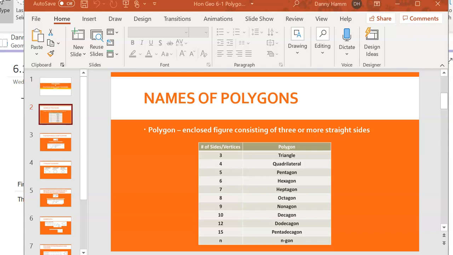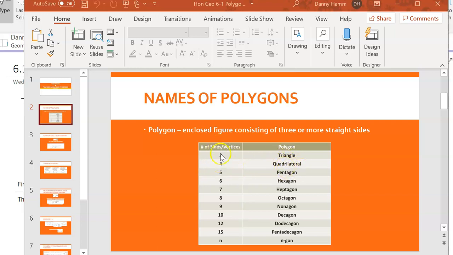Yo, yo, yo, taking a look at chapter 6, 6.1. We're looking at polygons, or many-sided figures. And so here's a list of potentially different types of polygons. Triangle we have lots of experience with.